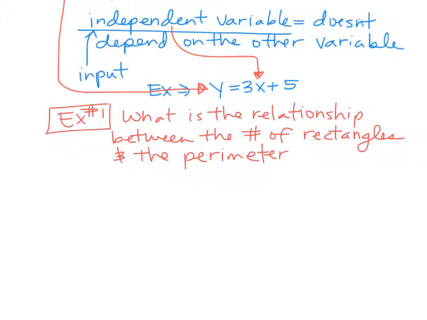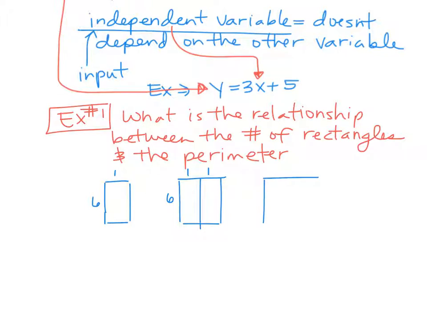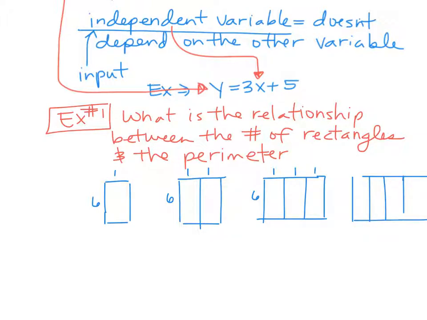So here's your picture. You have one rectangle where this is 6 and this is 1. We can figure out the perimeter of that rectangle. But what if it were 2 rectangles? And this is 6 and these are both 1. What would that perimeter be? What if we had 3 rectangles? Where this is 6 and these are 1, what would that perimeter be? Or if we had 4 rectangles. These are all 1. This is 6 still. What would that perimeter be?